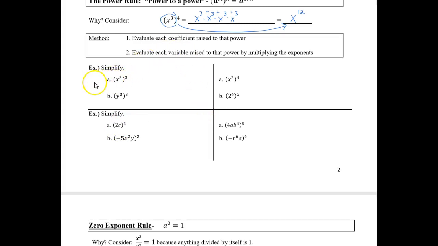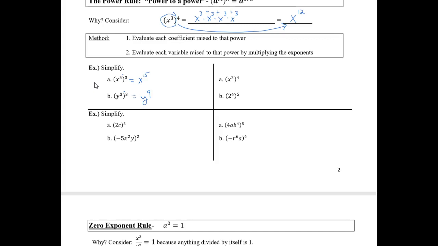First example, x to the 5th to the third power. Again, we can just multiply. 5 times 3 is 15. X to the 15th. Y cubed cubed. We multiply. 3 times 3 is 9. So y to the 9th power.